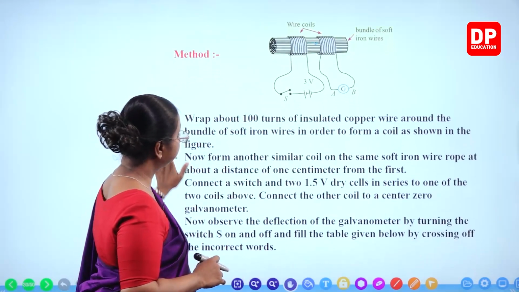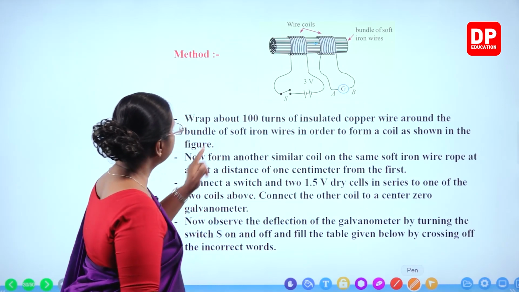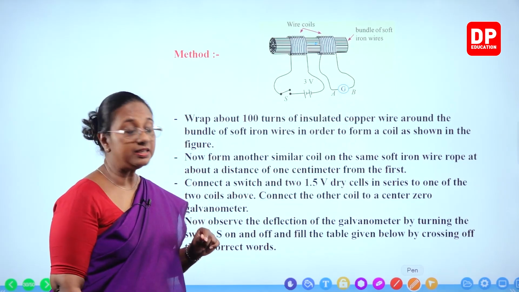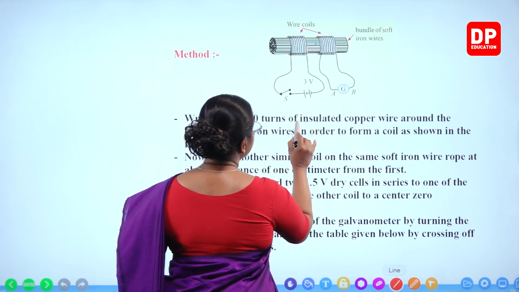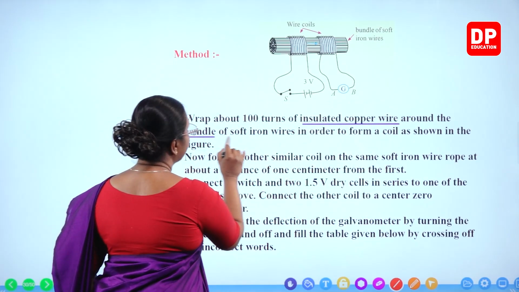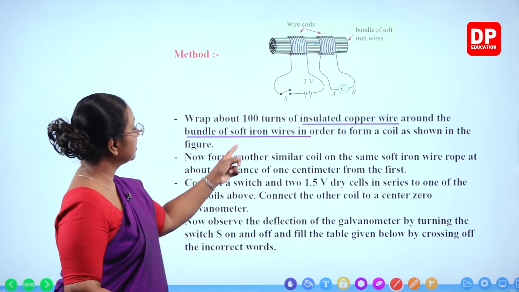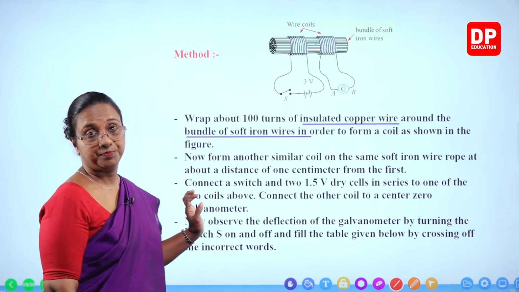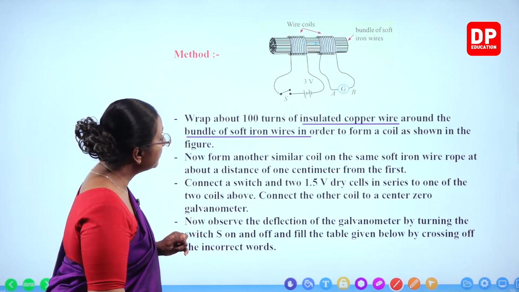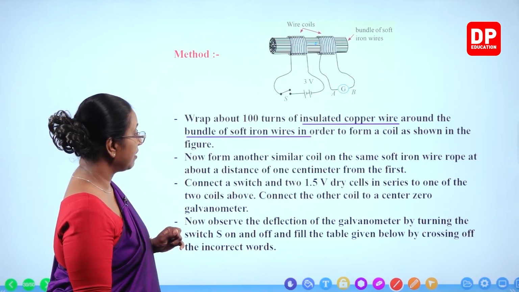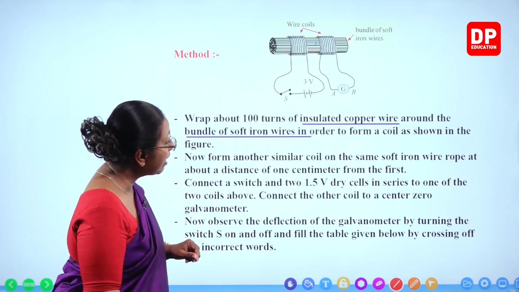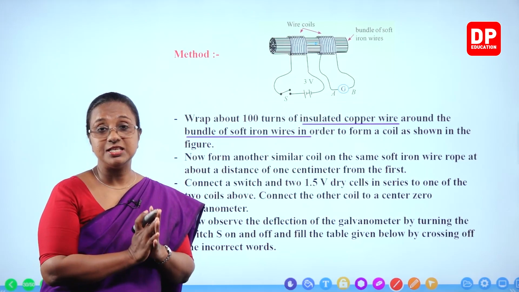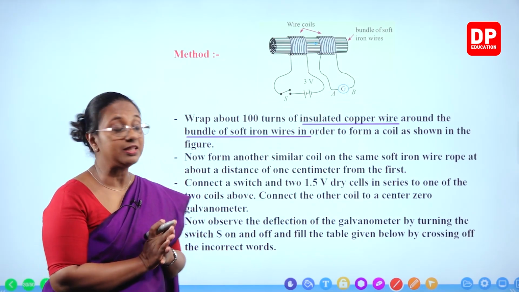Now let's say, wrap about 100 turns of insulated copper wire around the bundle of soft iron wires. So here it is the insulated copper wire, and around that is wrapped around the bundle of soft iron wires in order to form a coil as shown in the figure. Is that clear? Now form another similar coil on the same soft iron wire rope at about a distance of 1 centimeter from the first. So there should be a distance. They should not be touching each other. They should not be in contact with each other.